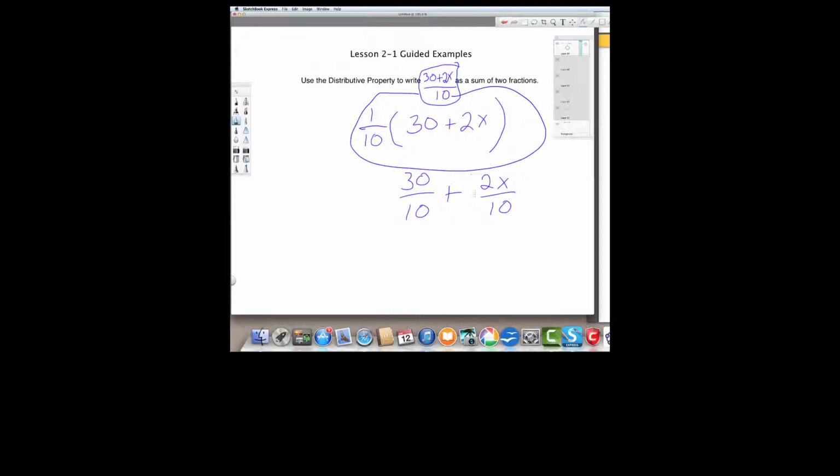We're not done yet. Even though we've represented it as the sum of two fractions, we need to simplify our fractions and put them into simplest terms. Well, 10 goes into 30 3 times, so that's simple. And 2 and 10 have a common factor. 2 goes into 2 1 time, so I just have x. And 2 goes into 10 5 times, so I have x over 5. This is my answer. What you see here is the work that you need to do when you're showing your work for a distributive property problem.